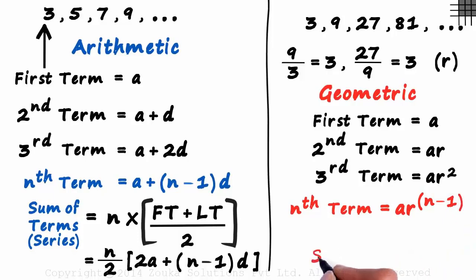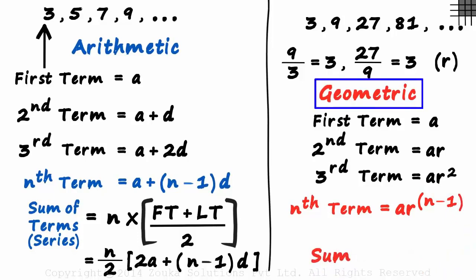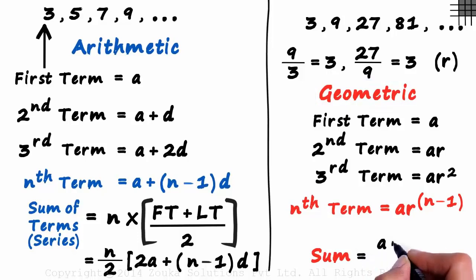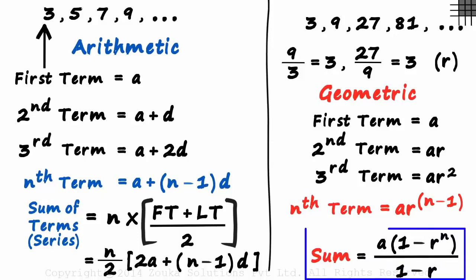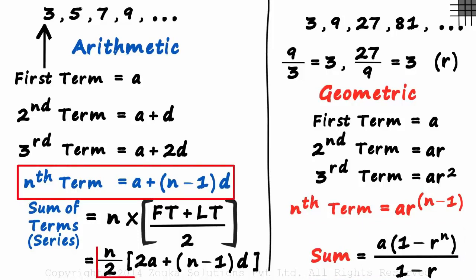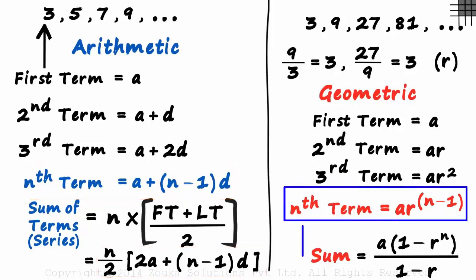And what will be the sum of the terms in a geometric sequence? This is just a formula you need to know: A times (1 minus R raised to n) over (1 minus R). The proof of this is pretty easy and it is good to know. But you don't really need to know it for your exams. So the 4 things you should know for the exams: nth term and sum of terms for an arithmetic sequence, and the nth term and sum of terms for a geometric sequence.